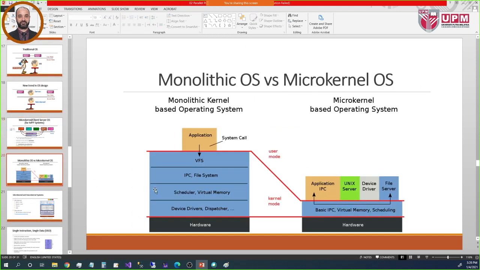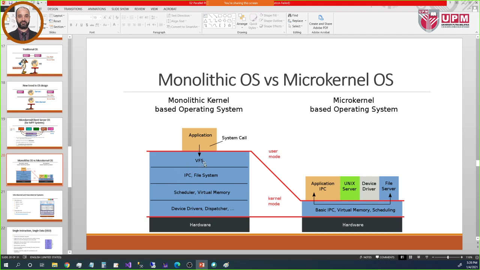Let us go here and see the difference between a monolithic operating system and a microkernel operating system. In the monolithic operating system, as you can see at the left side, between this line and that line is what they call kernel mode or kernel space.